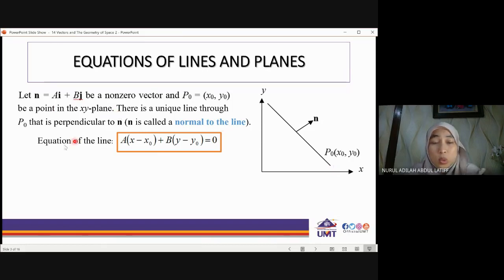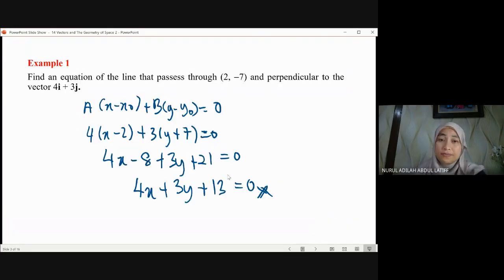So this is line P. What is the equation of the line? a(x - x0) + b(y - y0) = 0. So that is the equation of the line.